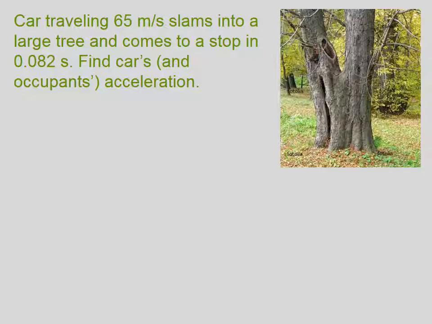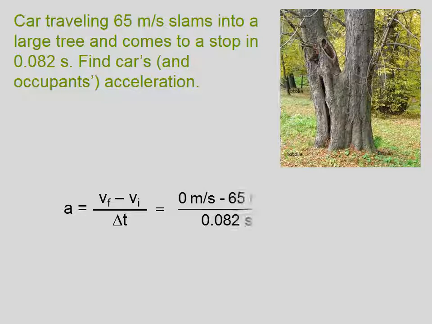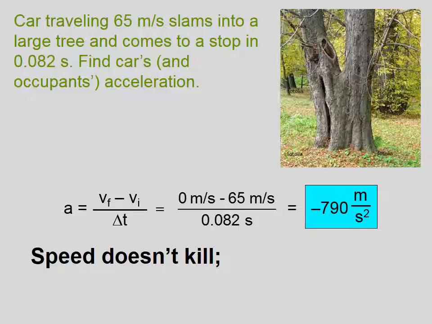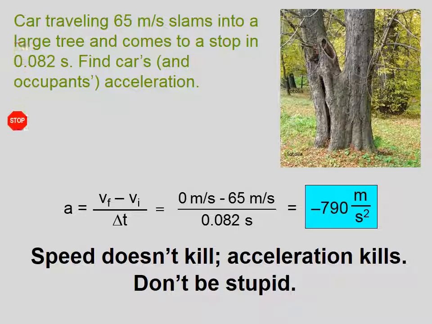If this problem is simply repeated, but instead of applying brakes for 8.2 seconds, the car slams into a tree and stops in this amount of time, the change in velocity is the same. It starts out at 65 meters per second and it ends at 0, but the time is much, much smaller. And you know that if you divide by a very small quantity, you end up with a very large quantity. And that amount of acceleration can't be handled safely by the human body.